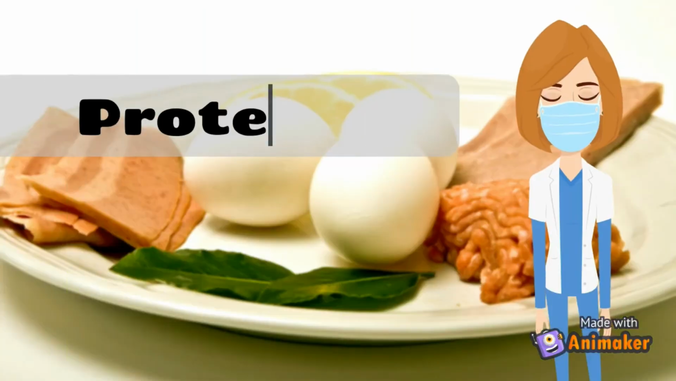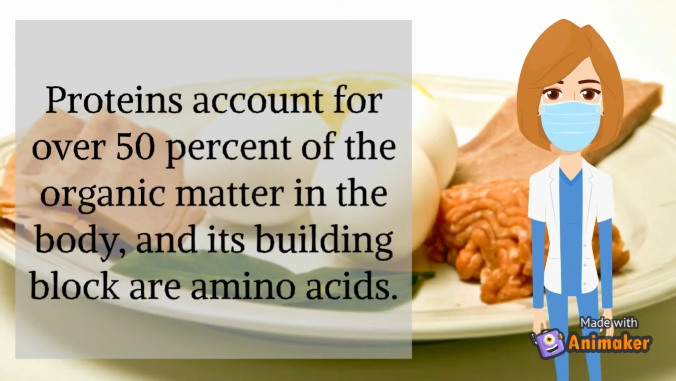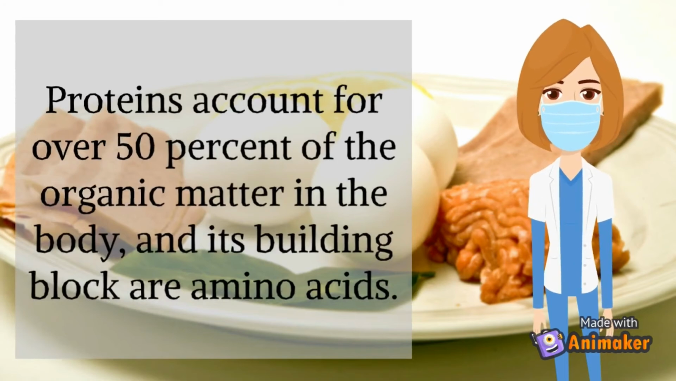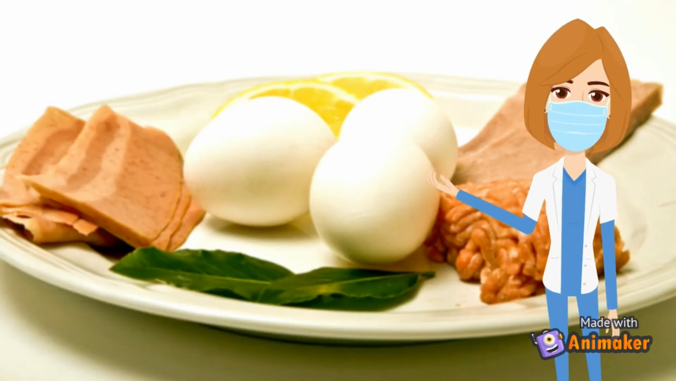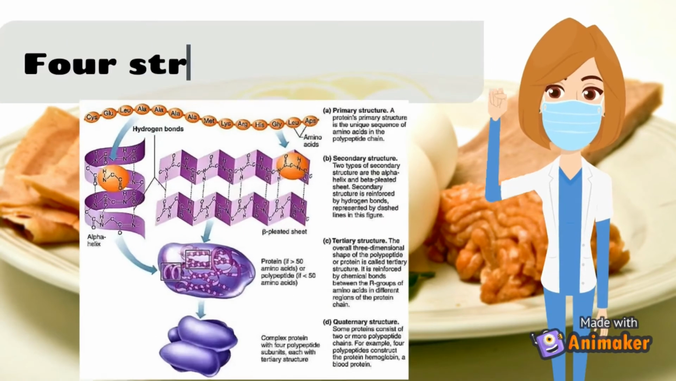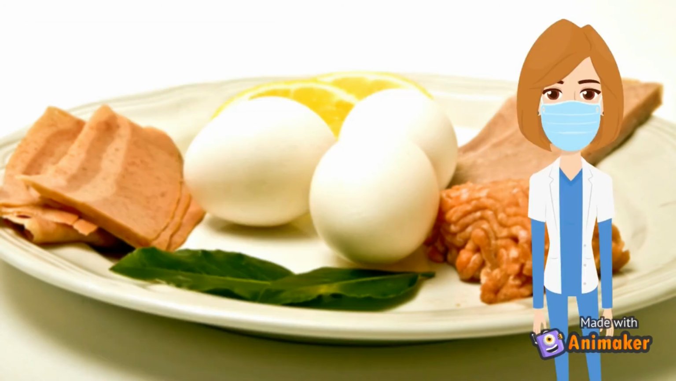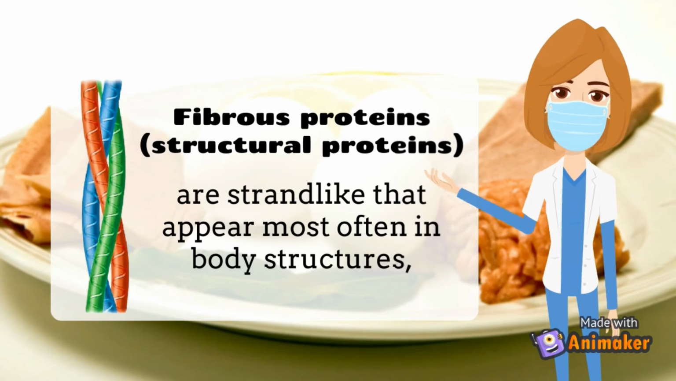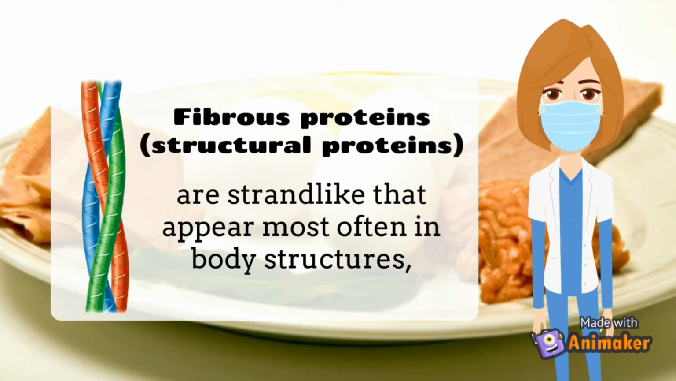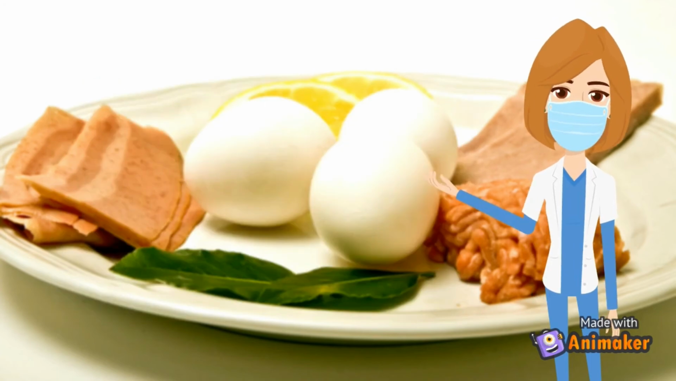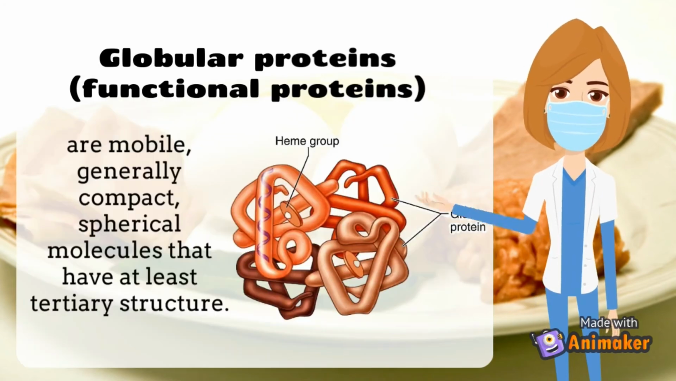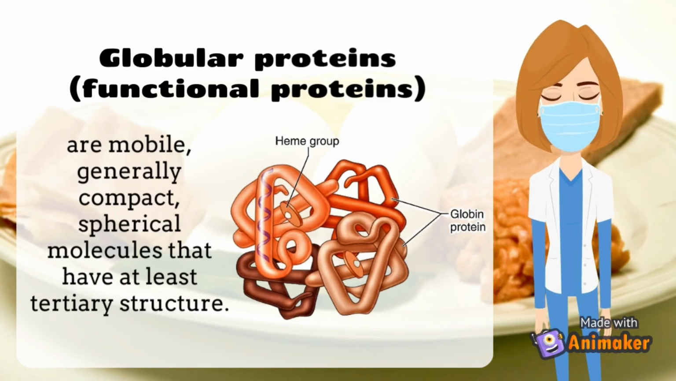Let's proceed to proteins. Proteins account for over 50% of the organic matter in the body, and its building blocks are amino acids. Proteins can be described in terms of 4 structural levels. Proteins are classed as either fibrous proteins or structural proteins that are strand-like that appear most often in body structures, or globular proteins or functional proteins are mobile, generally compact, spherical molecules that have at least tertiary structure.